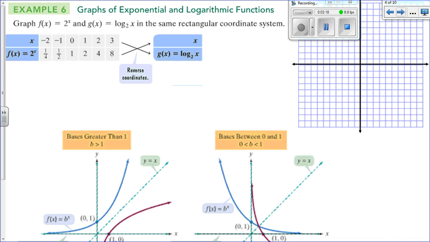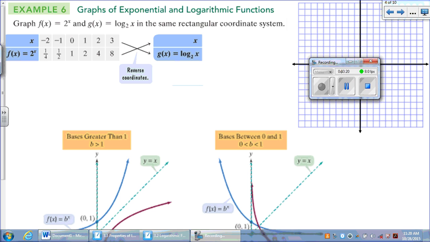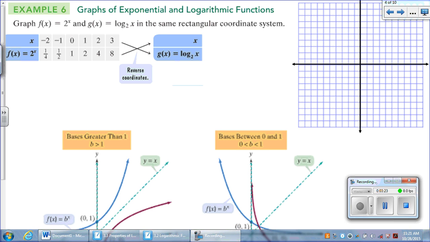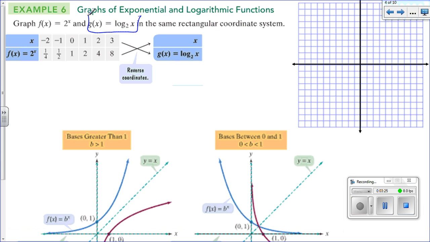All right, so now what we're going to do is graph the logarithmic function log of x base 2. For that, we're going to use inverse functions and the notion that inverse functions have the x and y values interchanged, right? Do you guys remember that?